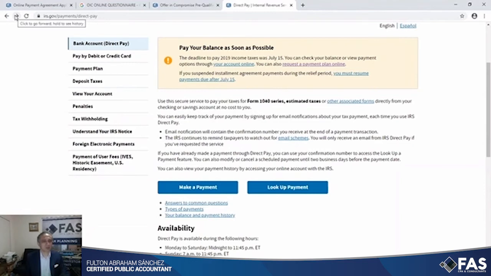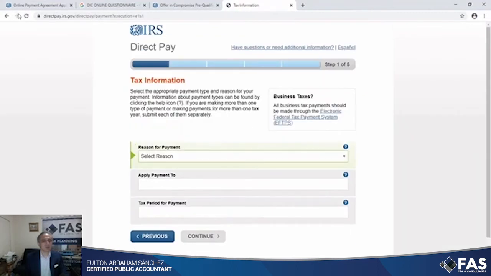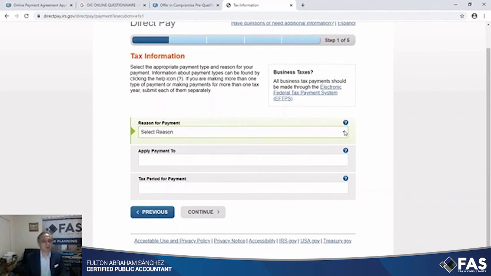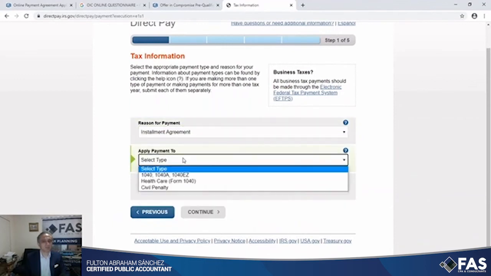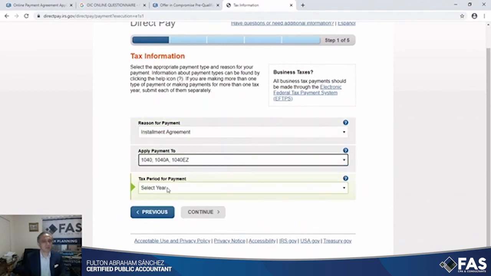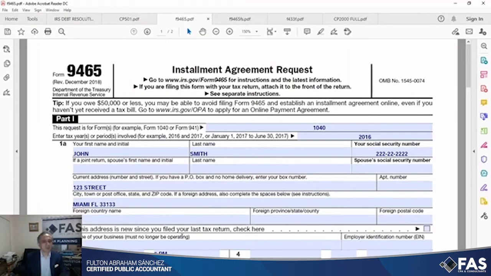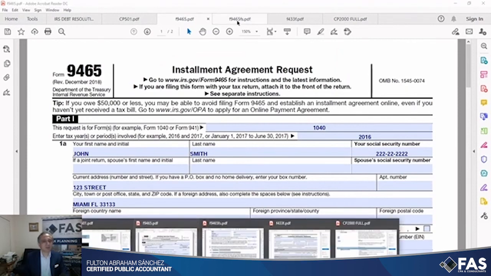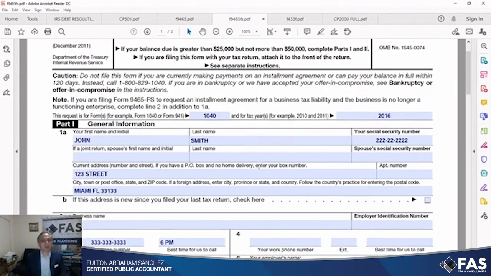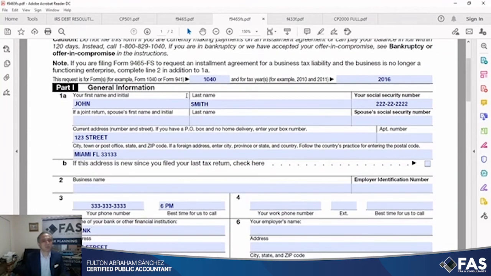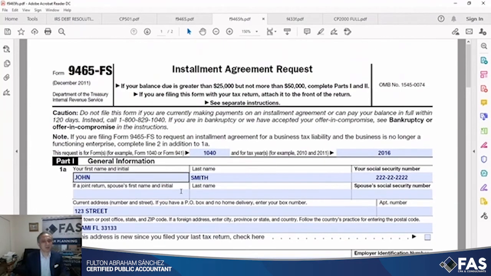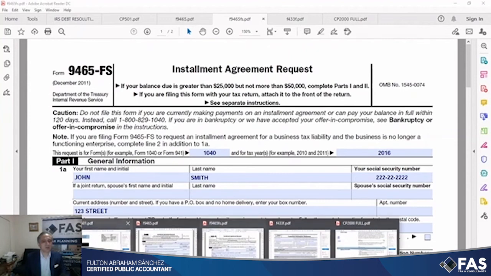And at irs.gov payments, once you select make a payment, remember to use the criteria. Select a reason, installment agreement, select type 1040, and select the payment year that the letter says. In this case it is 2016. Once you have that, you need to send this letter to the IRS, to the address of the IRS on the letter.